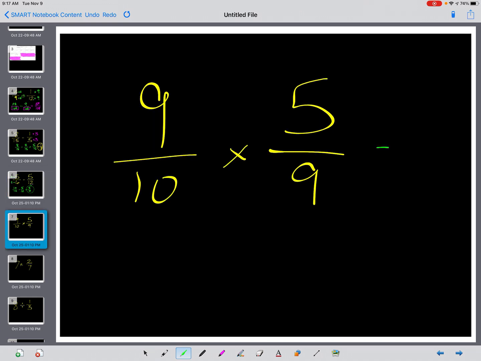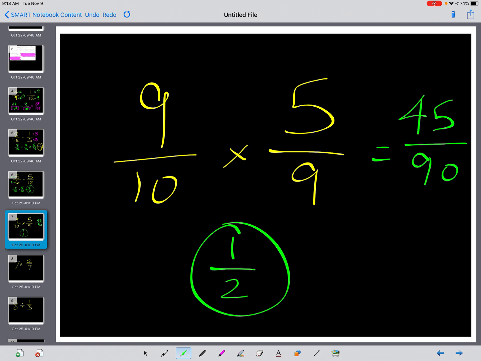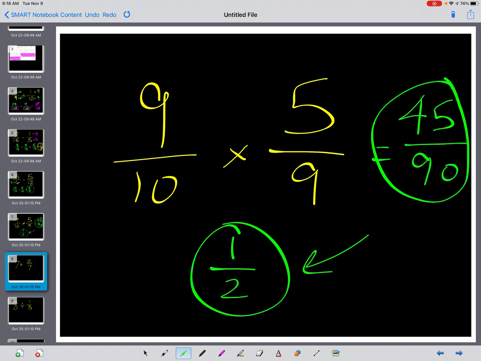Here, multiplication, you don't have to really alter the fraction. Just multiply across. 9 times 5, 45. 10 times 9 is 90. If you have to simplify this one, you might be able to easily see 45 is half of 90. And so therefore, really the best answer is 1/2. Although 45 over 90, the value is correct, if you're asked to simplify, you need to write 1/2.